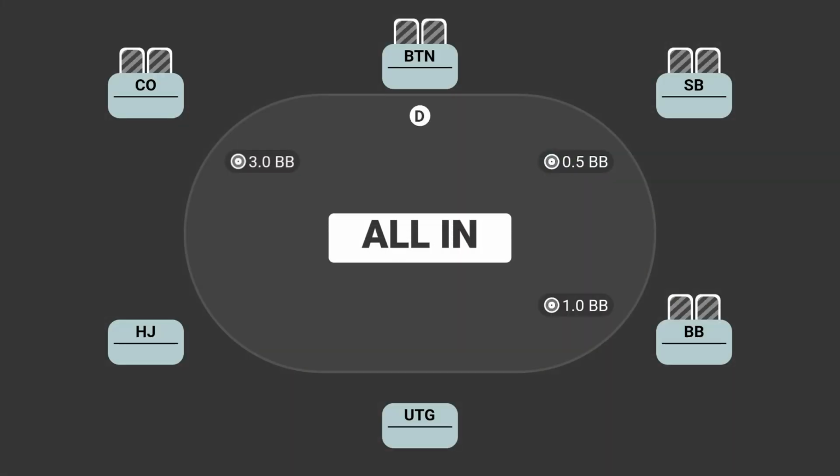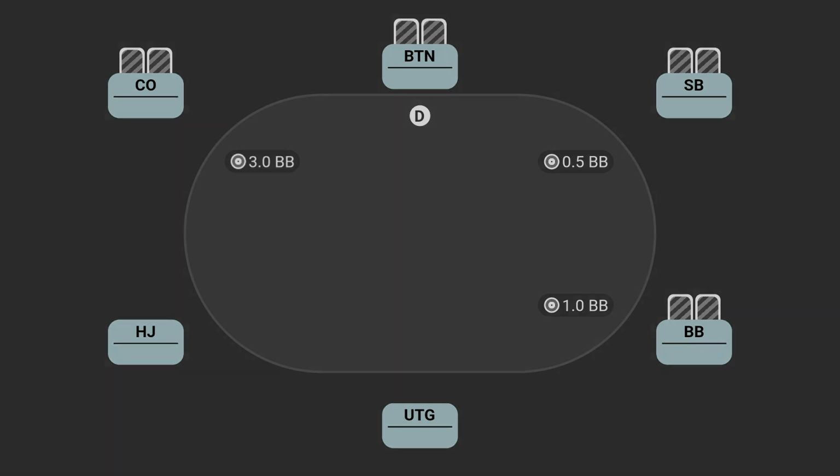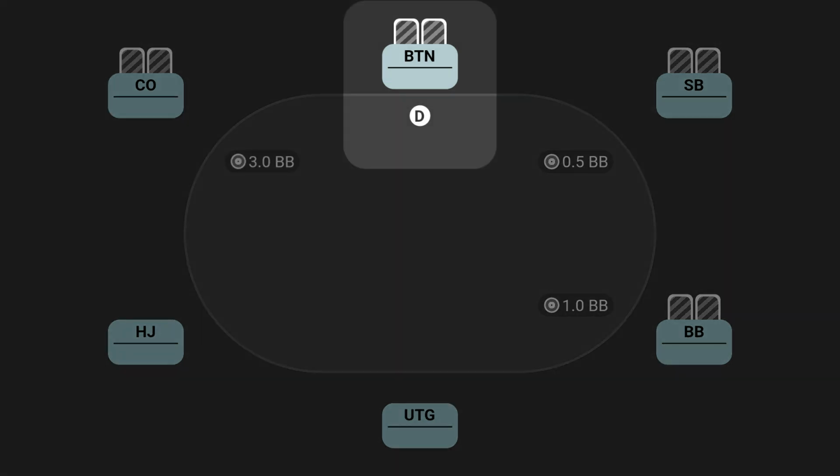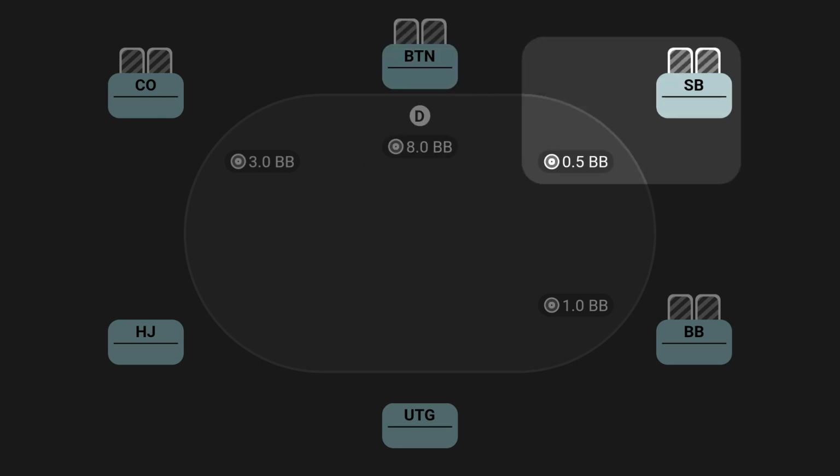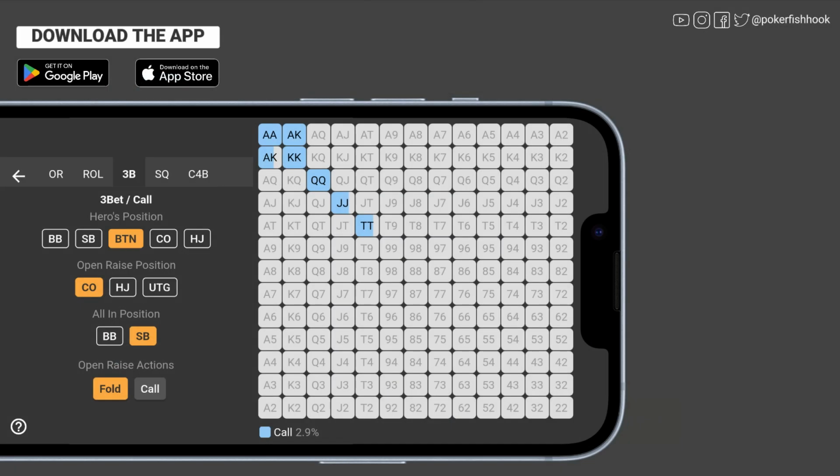The next extra action, after a 3-bet, is all in. This happens when, after the button does a 3-bet, a third player, in this case the small blind, goes all in. Checking the button's range for this extra action, we can see that we can call only 2.9%. This is because a pre-flop all-in against 2 players is a really strong play.